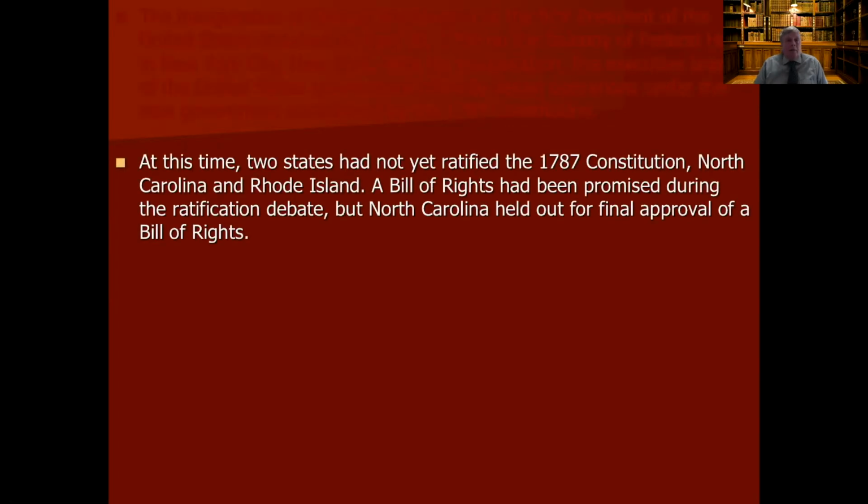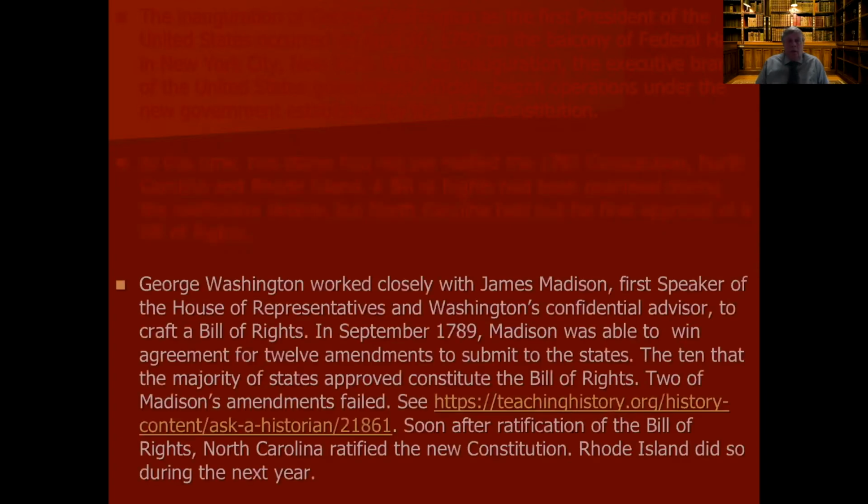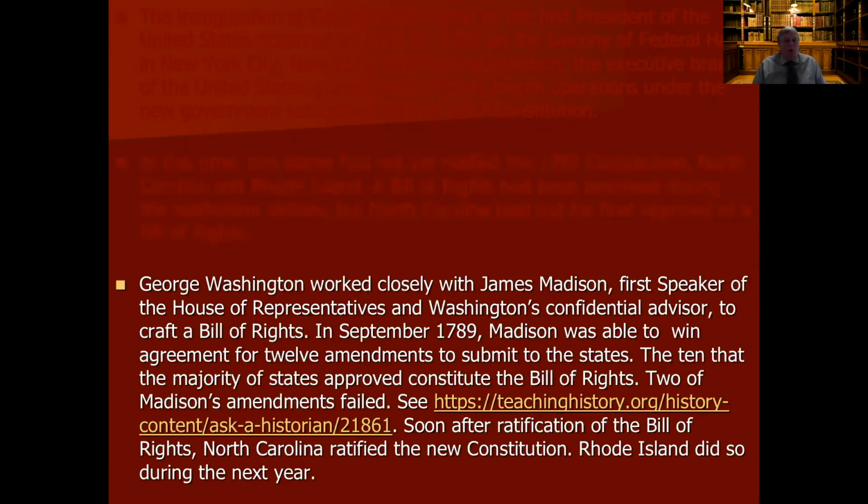At this time, two states had not yet ratified the Constitution. These were North Carolina and Rhode Island. During the ratification process, a Bill of Rights had been promised, but North Carolina held out for final approval of a Bill of Rights. George Washington worked closely with James Madison, the first Speaker of the House of Representatives and Washington's confidential advisor, to craft a Bill of Rights.